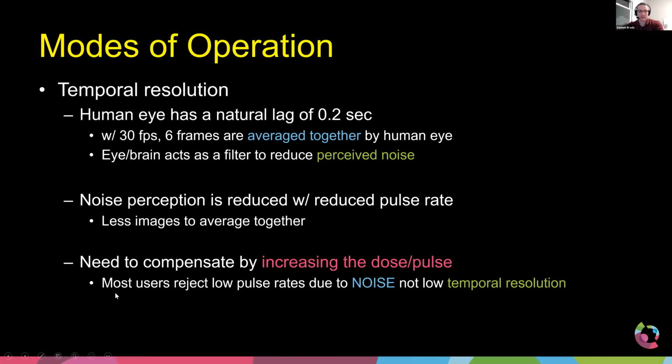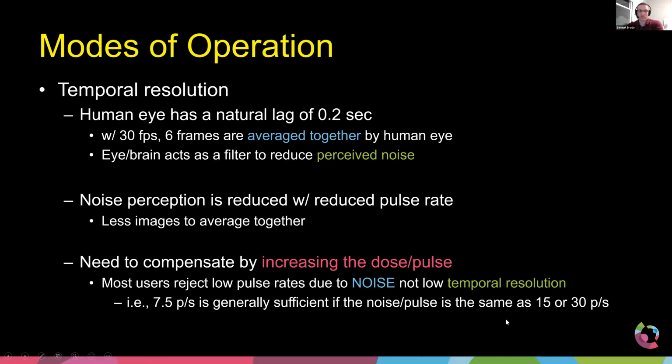Sorry, I had one more point I needed to say. We've done different studies, a lot of people have looked at this. We personally have talked to a lot of our interventional radiologists and cardiologists about this. When it comes down to low pulse rates, people have often said, I can't use a low pulse rate to do my fluoro procedure, not because of the low temporal resolution, the choppiness or the slowness that the images are presented on the monitor. It's the noise that prevents them from seeing what they need to see.